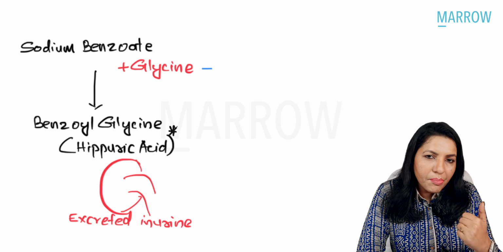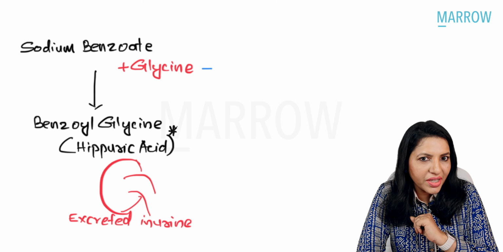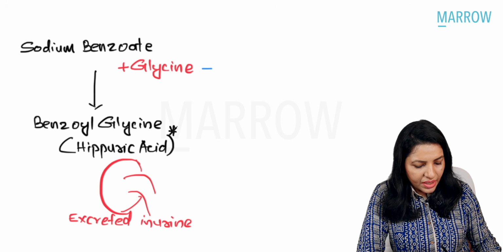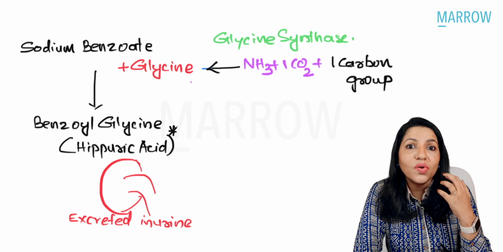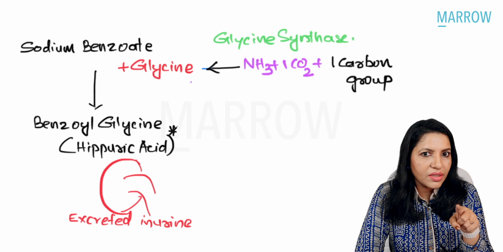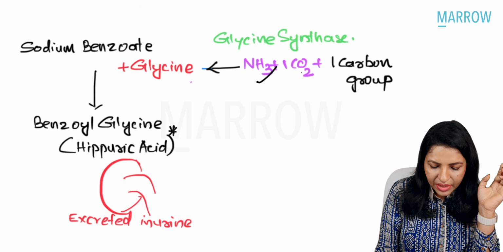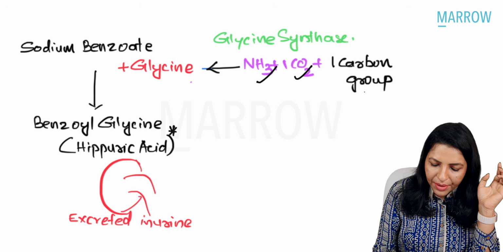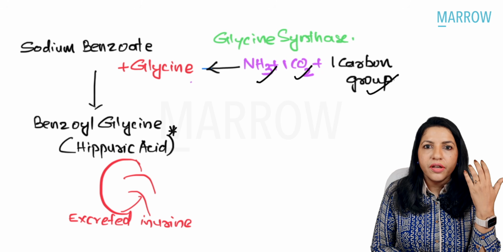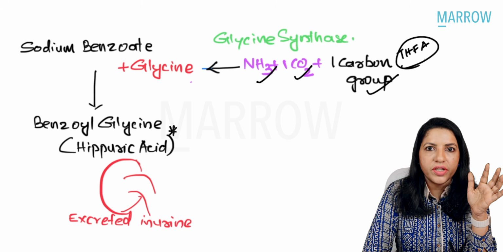Again, by combining with glycine, how is it going to scavenge the ammonia? For that we should know how glycine is formed in the body. Glycine is synthesized in the body from ammonia plus one carbon dioxide plus one carbon group, which is a one carbon group bound with tetrahydrofolic acid.